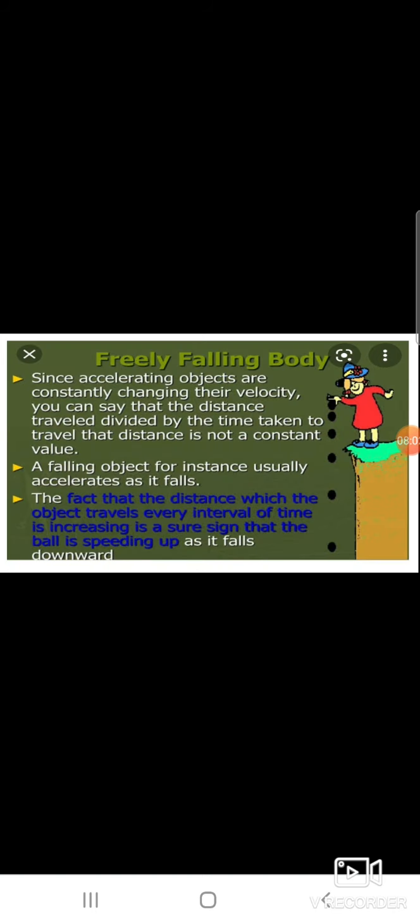Okay students, then freely falling body. Since accelerating objects are constantly changing their velocity, you can say that the distance travelled divided by the time taken to travel that distance is not a constant value. A falling object, for instance, usually accelerates as it falls. The fact that the distance which the object travels in every interval of time is increasing is a sure sign that the fall is speeding up as it falls downwards. That is called a freely falling body.